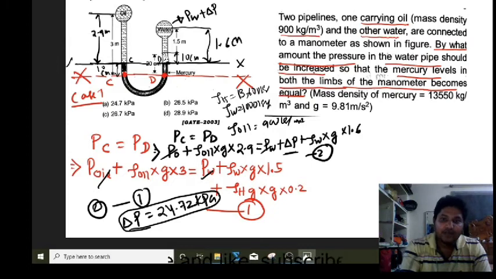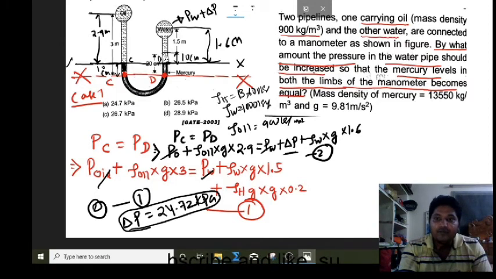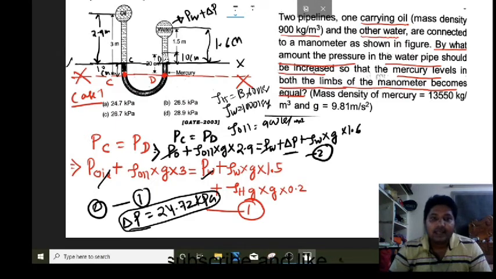So now, what is the increase in pressure so that the manometric mercury levels in both flames will become equal? The increase in pressure will be 24.72 kilopascal, then only the mercury level in both the flames will become equal. That is my answer, simple answer. So this is the logic. I think you get the concept. If you do not get it, you can ask me.